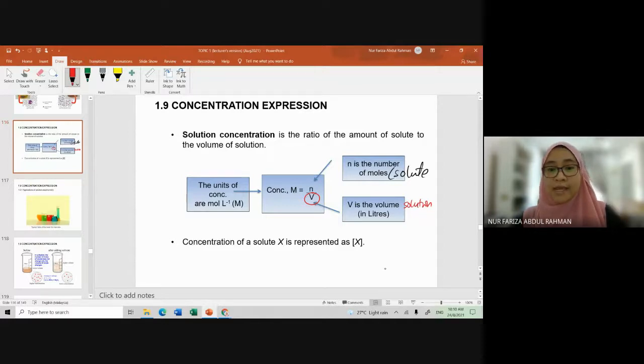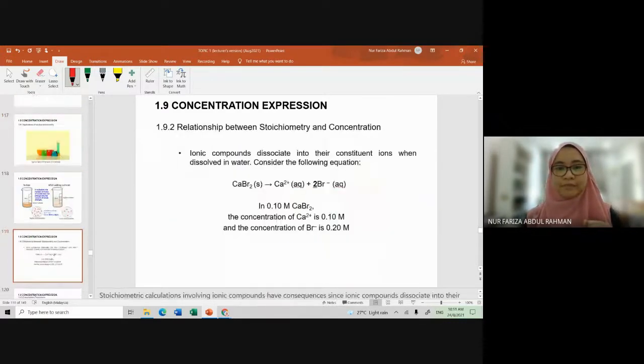Later on, we may have a mole of solvent and a mole of solute. So which one needs to be put into the formula? For molarity, it needs to be the mole of solute, and the volume needs to be the volume of solution, not the volume of solvent or volume of solute. It should be the volume of solution, and the unit should be in liters. That is for molarity.